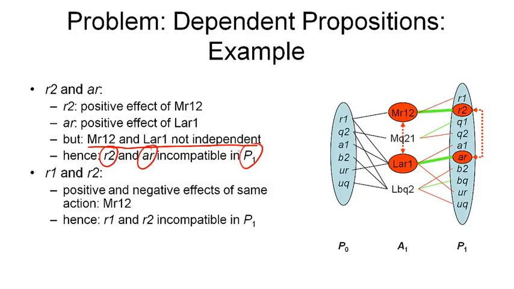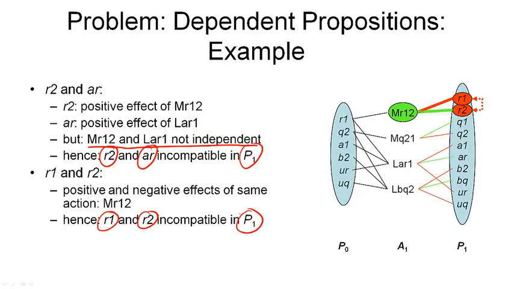Another example would be to look at the propositions R1 and R2 in proposition layer P1. Clearly, these two propositions are a positive and negative effect of the same action. So if we include this action in our plan, we can't have R1 and R2 both be true in P1. So again, they are incompatible in this proposition layer. R1 and R2 are incompatible in proposition layer P1.